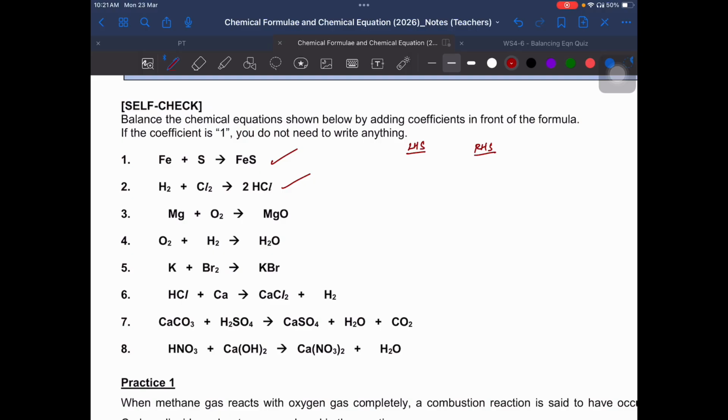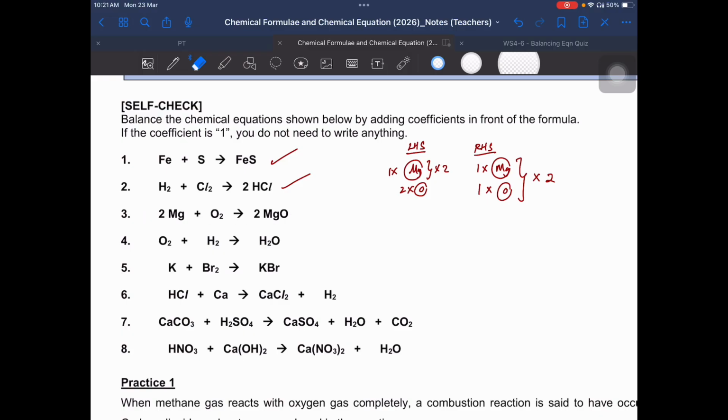Similarly, let's try it out for the third one: Mg plus O2 giving us MgO. So I have an Mg here, I have 2 of the O, so I have 1 over here, and here I have 1 of the Mg, and I have 1 of the O. So what can I do to balance out this entire thing? Most likely I need to multiply this entire thing by 2, and then this number of Mg, I also need to multiply by 2. Then this will give you an equation of 2 Mg plus O2 gives us 2 MgO.